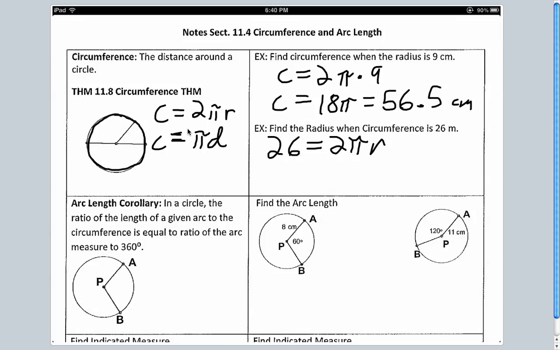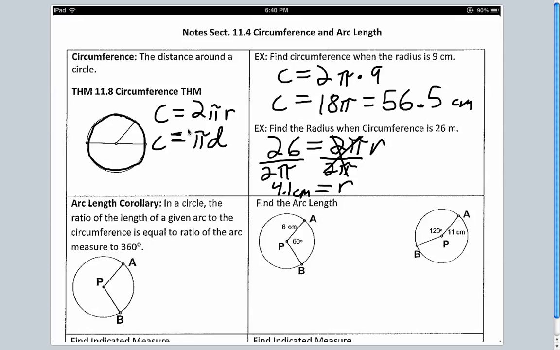There we go. Solving for r, I'm going to divide both sides by 2 pi. I can do that all in one step. On the right, the 2 pi's cancel out. And on the left, if I round that, it's going to end up being r equals 4.1 centimeters. Okay, and that's how we use that formula. Like I said, it should be pretty familiar, I think.